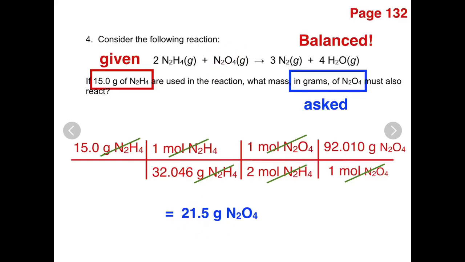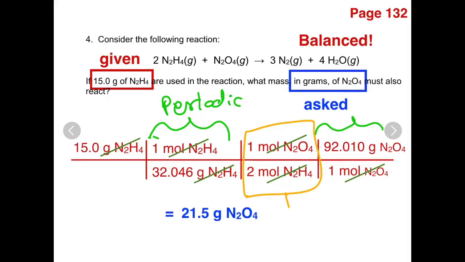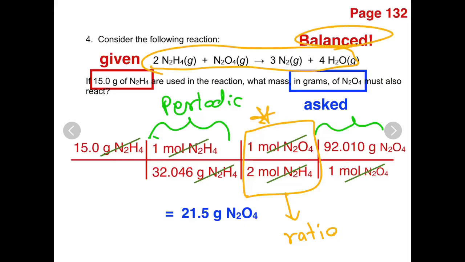Again, these two parts right here come from the periodic table, so you will need to add them. And this part right here comes from the stoichiometric ratio, which is the ratio in the balanced chemical equation. Mole to mole always comes from this equation right here. It has to be balanced though. Grams to mole comes from adding everything up together from the periodic table.